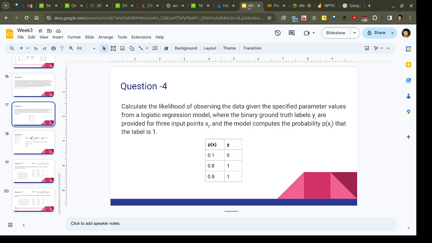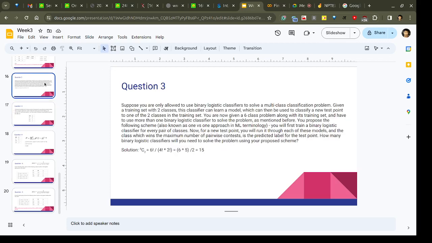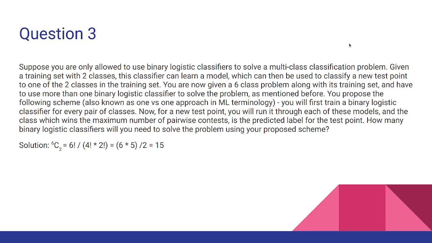Okay, so these are the two questions for likelihood. Then let's go to another question. Suppose you are only allowed to use a binary logistic classifier to solve multi-class classification. Multi-class means you have maybe 5 or 10 classes and you have to pick one of them, but the catch is you are only allowed to use binary, which means only 2 classes. Given a training set with 2 classes, the classifier can learn a model which can be used to classify a new test set point to one of those 2 classes in the training set.